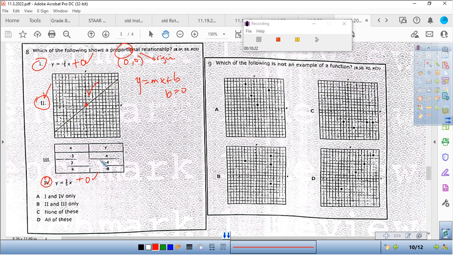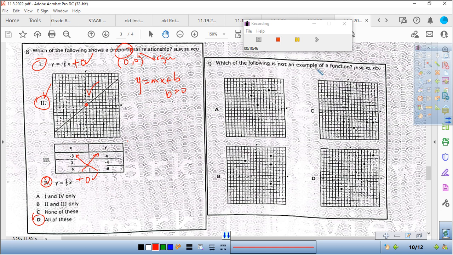Now this one here, I don't know what to tell you to do. This one goes to the origin where b is equal to 0. Or you can just cross multiply. 3 times 4 is 12. Negative 4 times a negative 3 gives me 12. It looks proportional. Let's just check the other combination. 6 times 4 gives me 24. Negative 8 times a negative 3 gives me 24. So as long as you're doing the same thing, that means they're proportional. So I'm going to go with all of these are proportional.